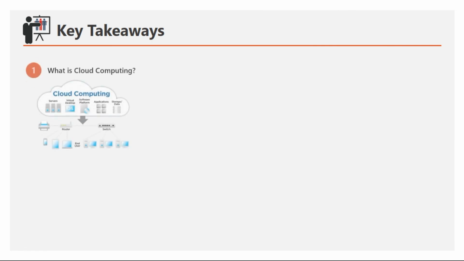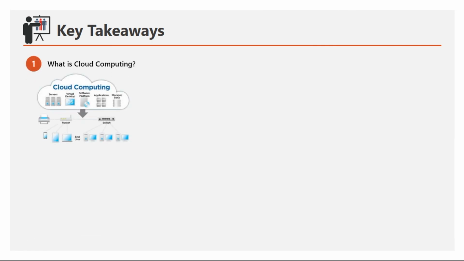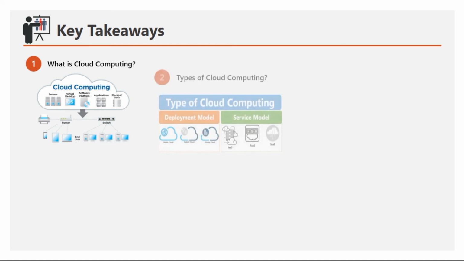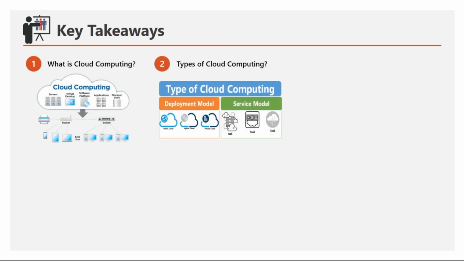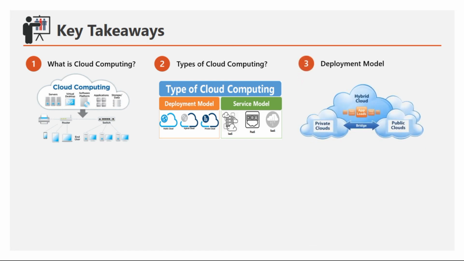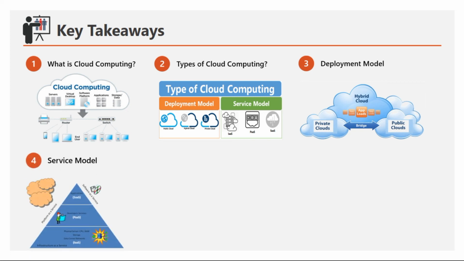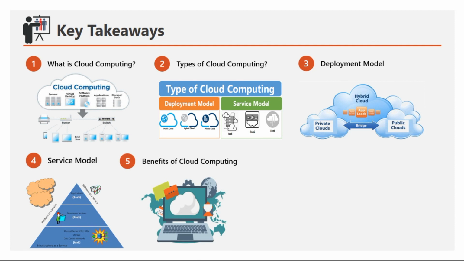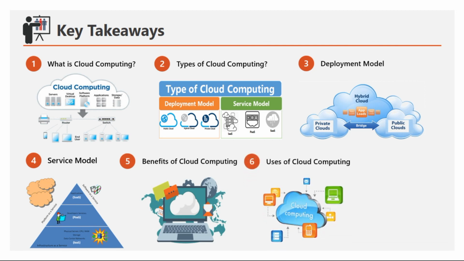Alright, so what did we learn in this video? We learned about what cloud computing is, meaning an understanding of cloud computing, and the types of cloud computing available at the moment. Deployment models of cloud computing like private cloud, public cloud, and hybrid cloud. We also discussed service models of cloud computing: infrastructure as a service, platform as a service, and software as a service. We also discussed benefits of cloud computing, uses of cloud computing, and lastly who is providing cloud services.